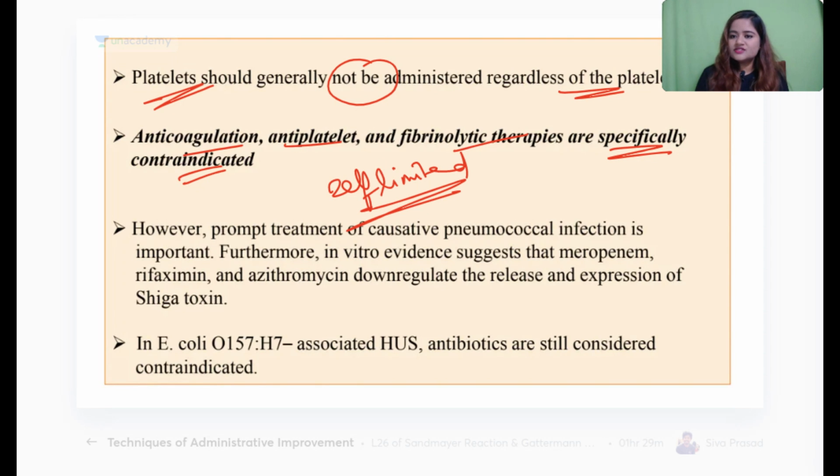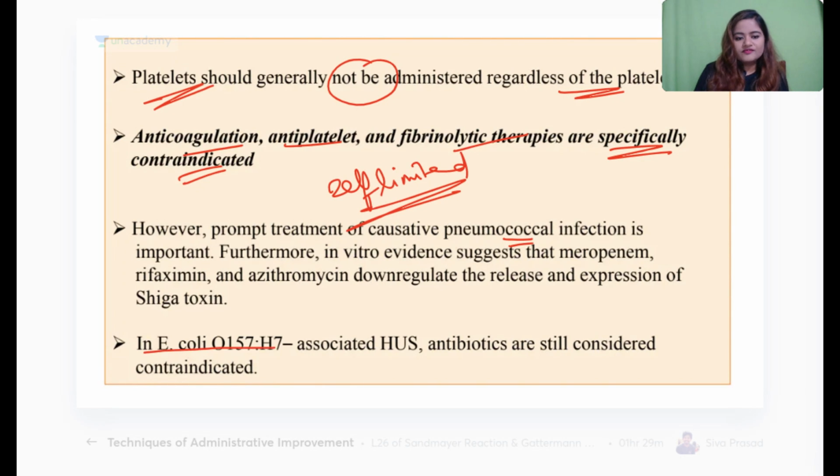ठीक है. वहाँ platelets consume हो रहे हैं. It is going to cause problems in coagulation. It will cause problems in fibrinolysis. So all these things should be kept in mind, that it is a self-limiting disease. However, prompt treatment of the organism with pneumococcal is important, because if you treat it initially, it might not go on and get complicated with your hemolytic uremic syndrome.